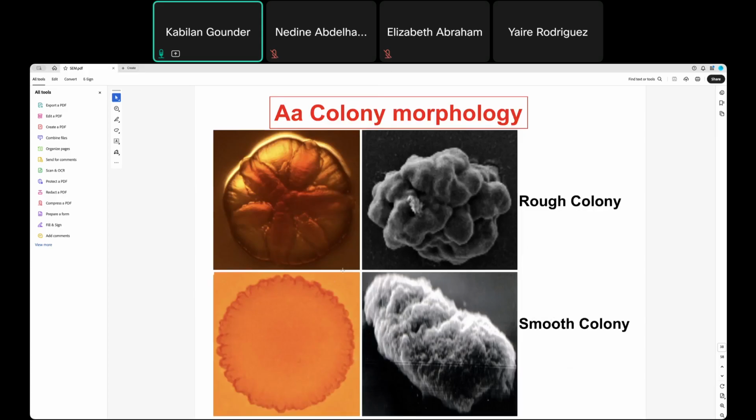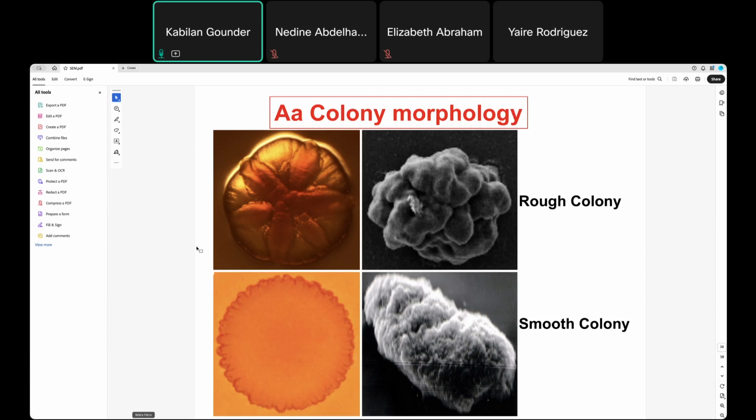So this is Aggregatibacter actinomycetemcomitans, a bacterium which causes localized aggressive periodontitis, which has two different phenotypes. One is smooth colonies, the other is rough colonies. The smooth colony is a laboratory variant, which lacks the ability to form biofilm. It has planktonic, free-floating cells, compared to the rough strain that is always isolated from patients.